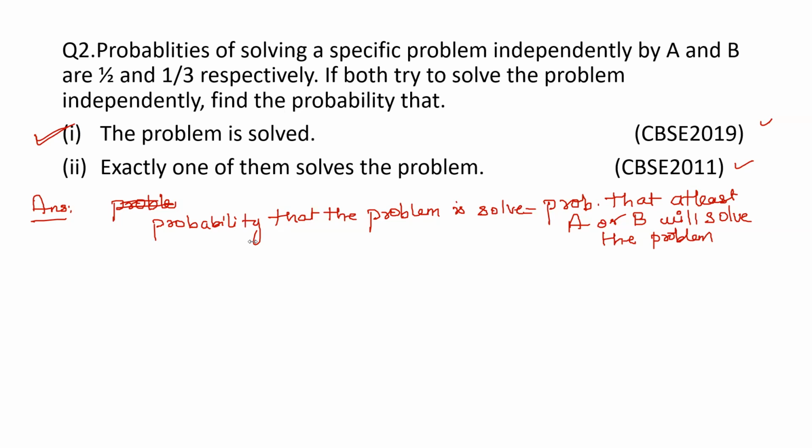Probability that at least A or B will solve the problem is equal to 1 minus probability none. Always remember, one minus probability none will solve the problem. Let me know, Abdur, if you have any doubt. Do you have a doubt, Abdur?